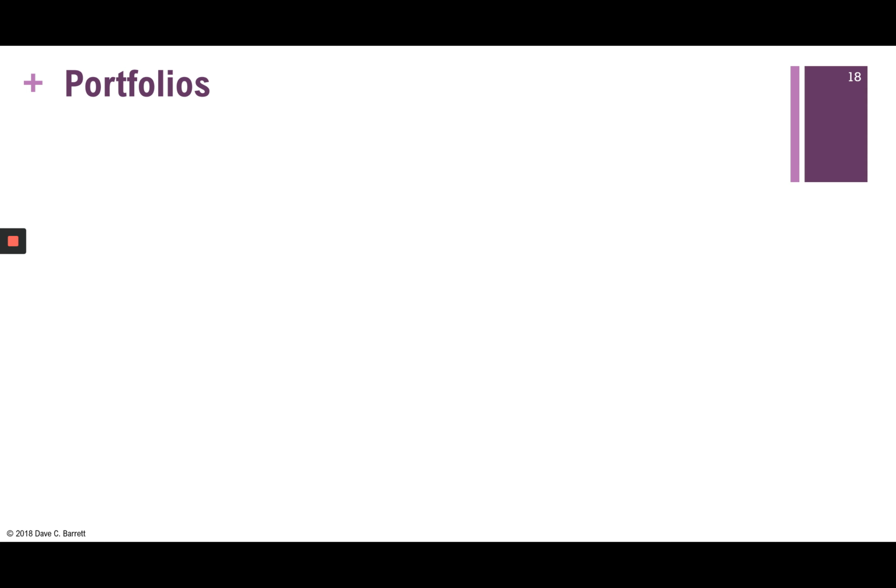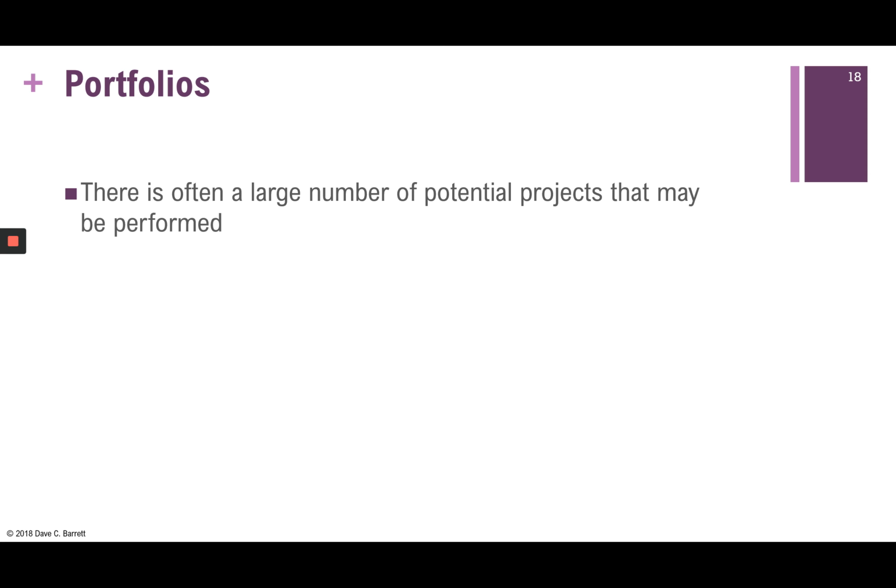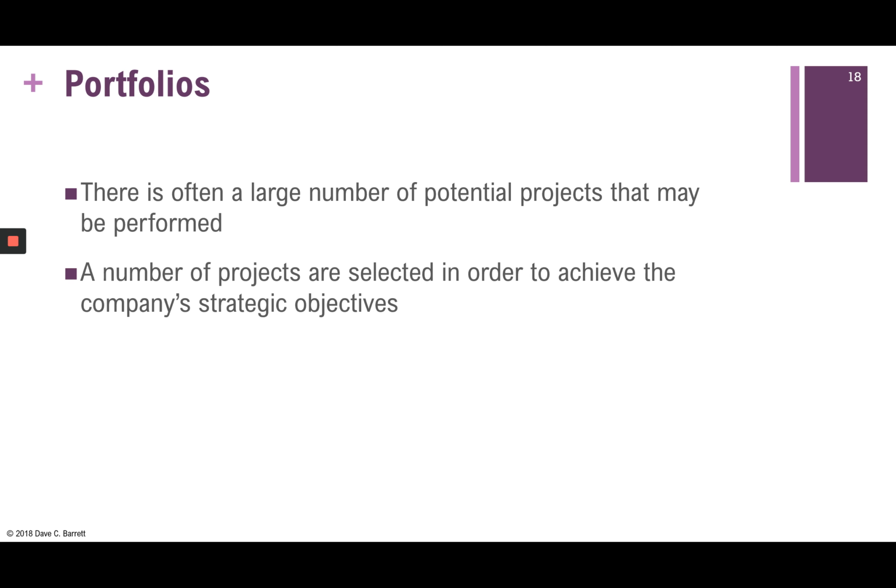Now, the last couple of concepts that we're going to talk about are some project management structures that exist around projects. And the first one is regarding portfolios. There is often a large number of potential projects that may be performed in an organization. There are usually many, many ideas of what can be done, and there are often many more things than can be done. Therefore, a number of projects need to be selected from all the things we could do in order to achieve the company's strategic objectives.